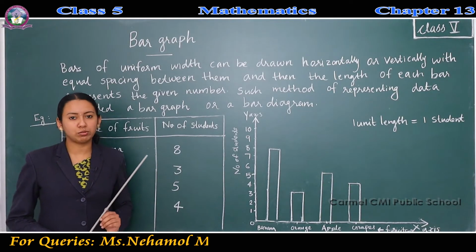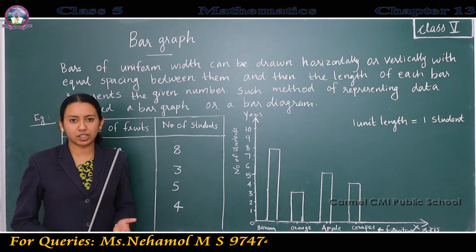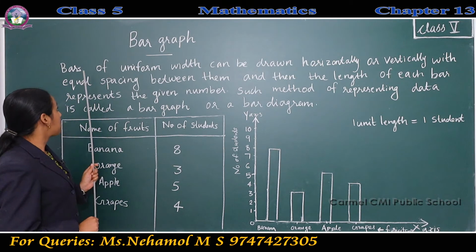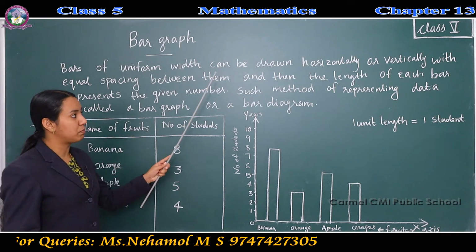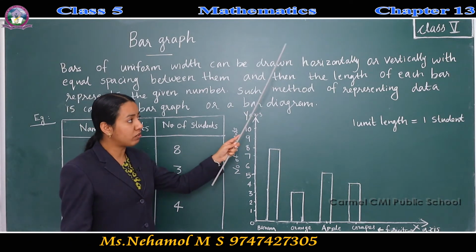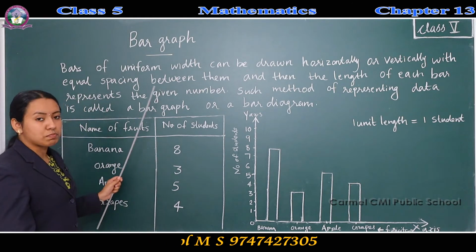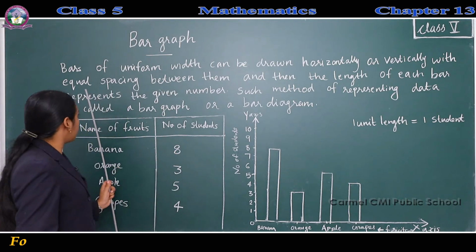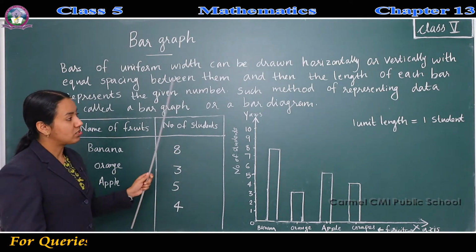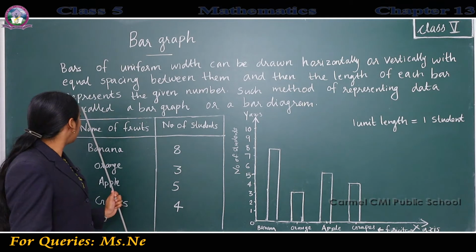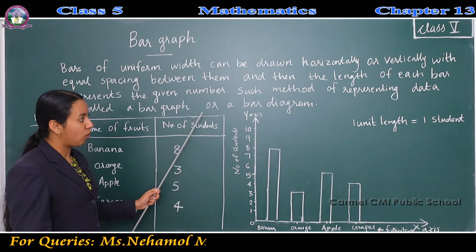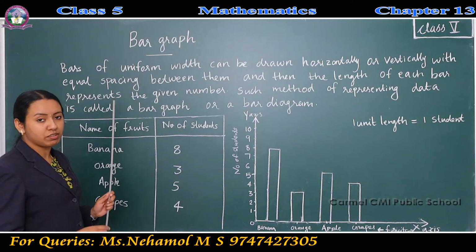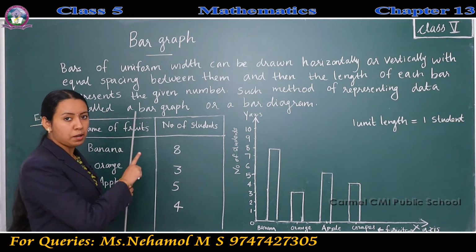So we studied how to represent data using pictograph. Next one is bar graph. What is a bar graph? Bars of uniform width can be drawn horizontally or vertically with equal spacing between them, and the length of each bar represents the given number. Such a method of representing data is called a bar graph or a bar diagram. In a bar graph, we represent the data using bars.